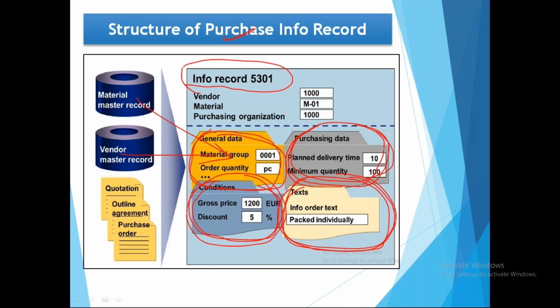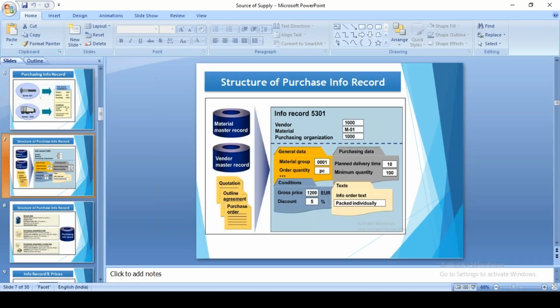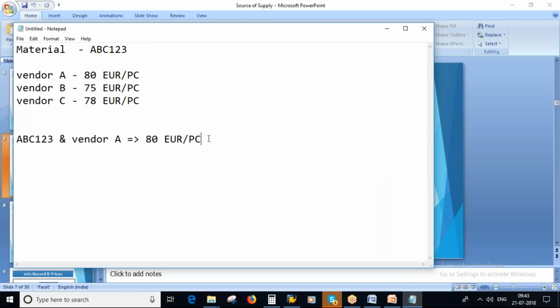And you can even create a purchase info record by referring to a quotation, an outline agreement, or an already existing purchase order also. Okay, this I will show you at a later point of time. Now, to create the purchase info record, the transaction codes are ME11, ME12 and ME13. ME11 is creation, ME12 is change, and ME13 is display. These are the transaction codes.